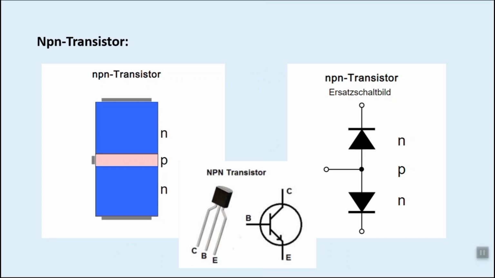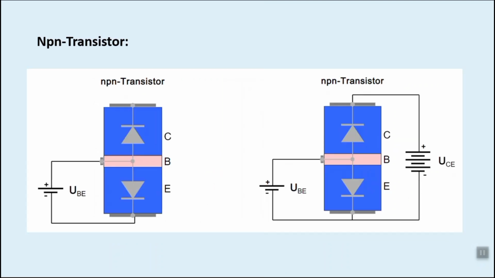In an NPN transistor, emitter and collector are made up of n-type semiconductor and base is made up of p-type semiconductor. The arrow in the symbol shows the emitter and in NPN it points outward. In an NPN transistor, UCE refers to the voltage between the collector and emitter terminals, while UBE refers to the voltage between the base and emitter terminals. UCE is the voltage that determines the operating mode of the transistor.